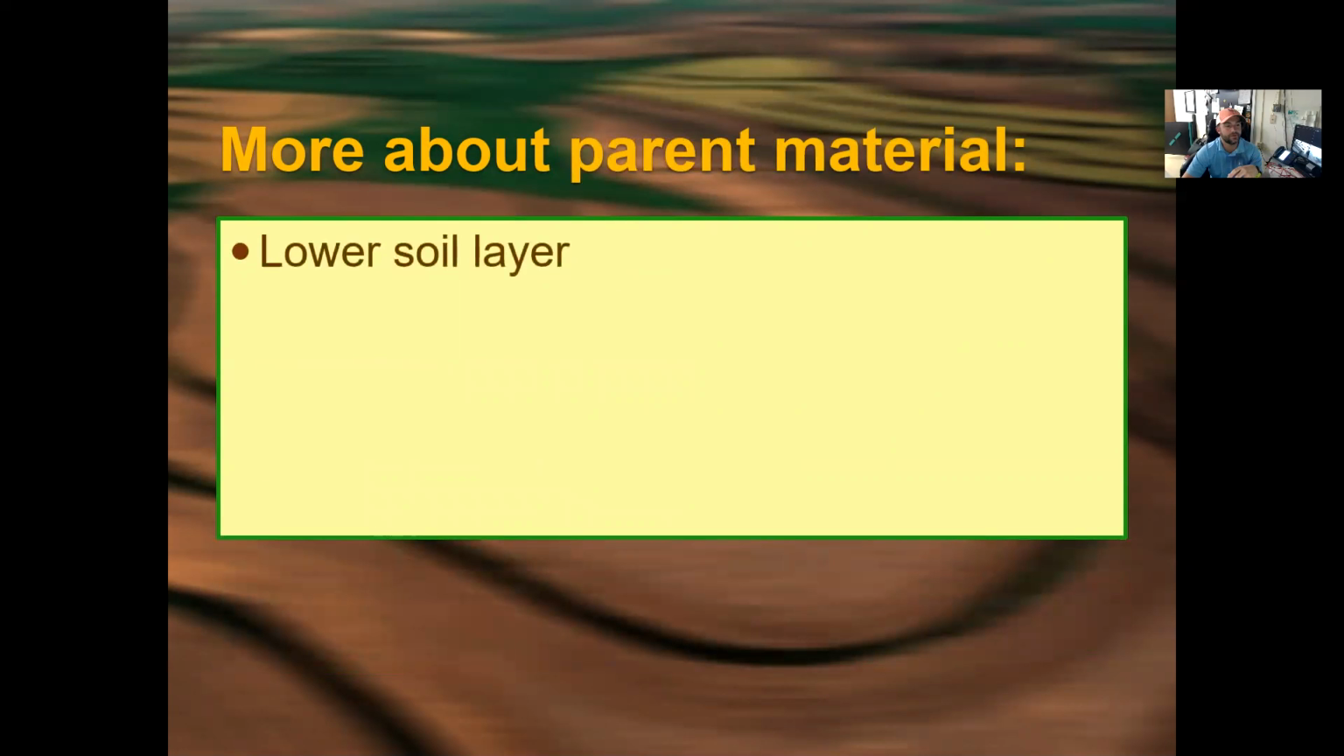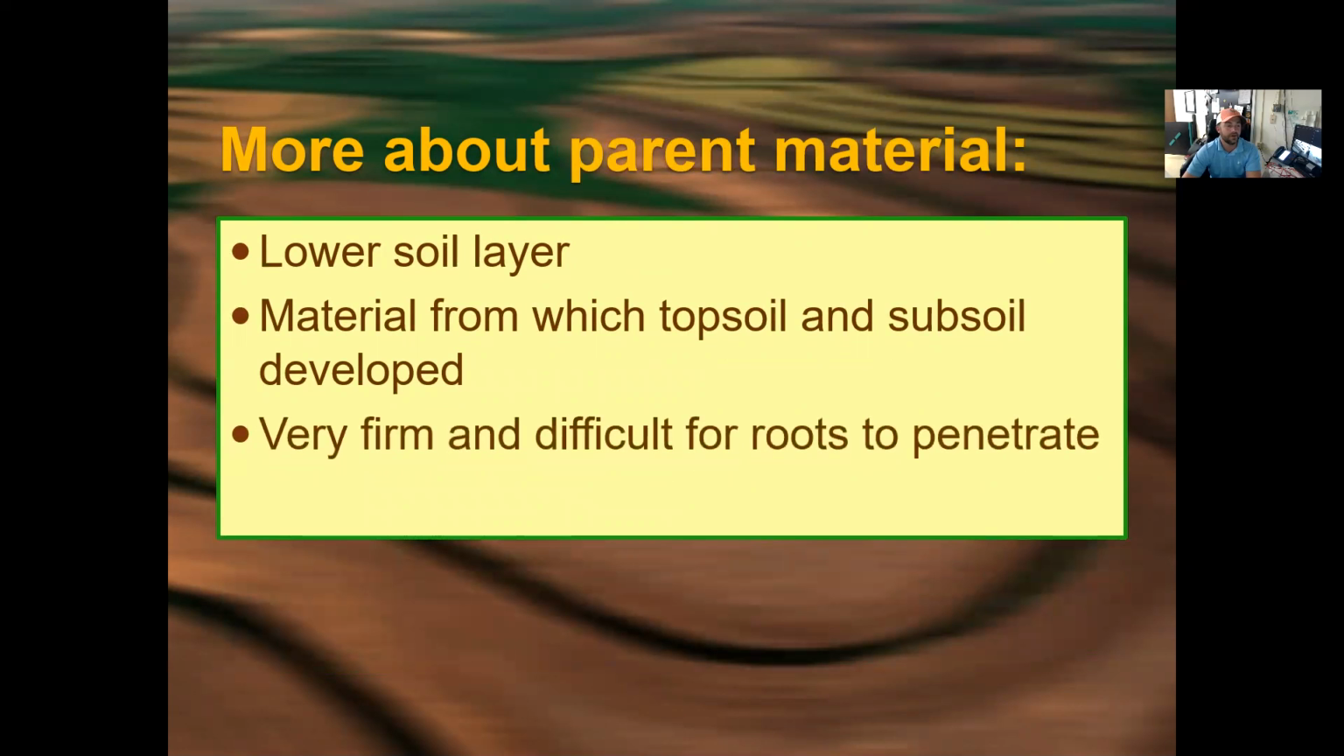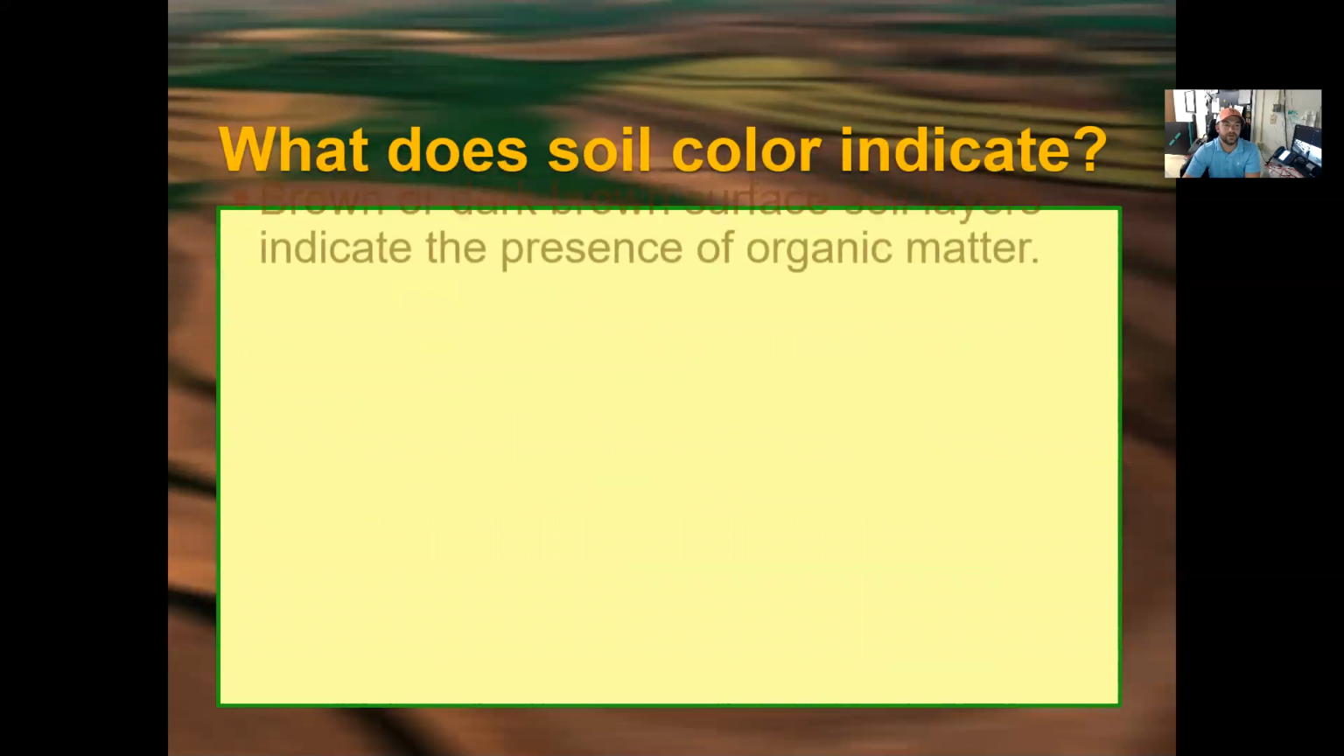And then parent material, the lower soil layer, is the material from which topsoil and subsoil were developed. Very firm and difficult for roots to penetrate. And it's also called the C horizon. So you have all 3 layers there: your topsoil, your subsoil, and then your parent material. Typically plants that can get down in there have a very deep taproot. This would be something more like one of your yew plants, which can grow about 30 feet deep in some cases.